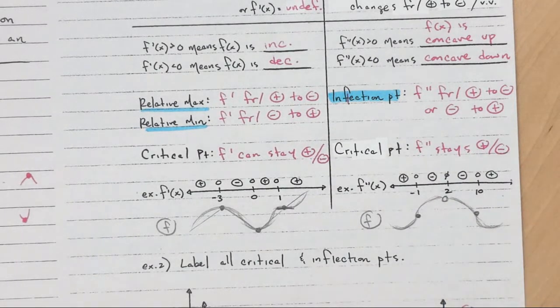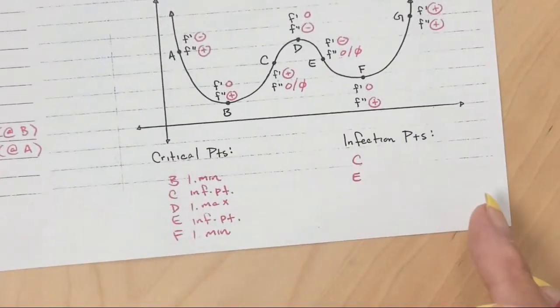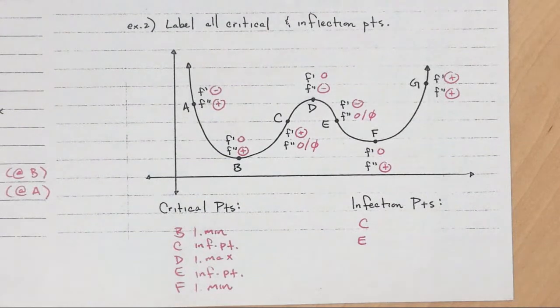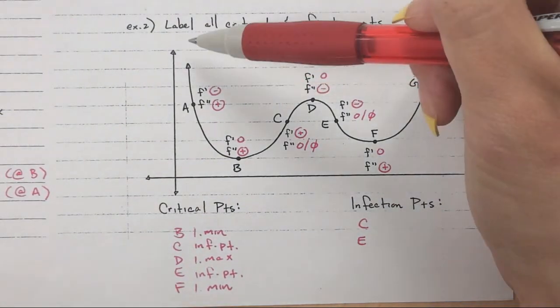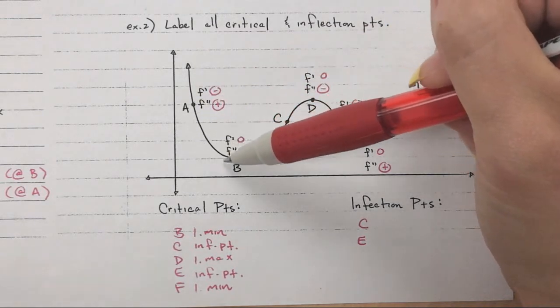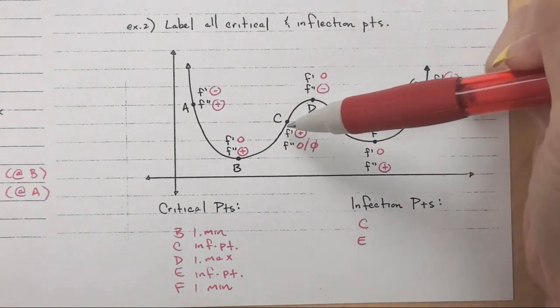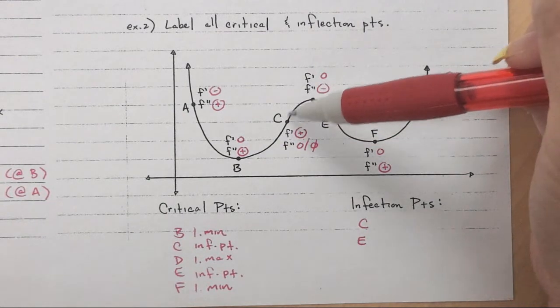All right, so over here, I labeled all of my critical and inflection points. So this is based on what it looks like. So it looks like you have something that goes like this, and it goes down really smoothly, and then it goes from concave up, you can see right here, to concave down.